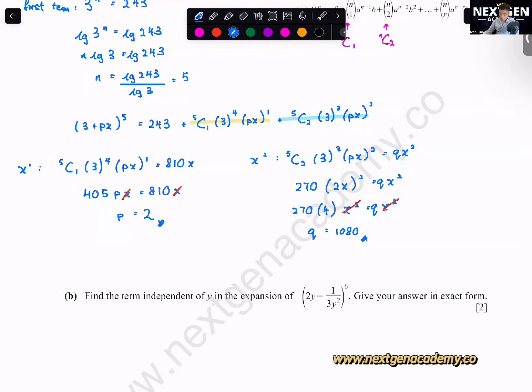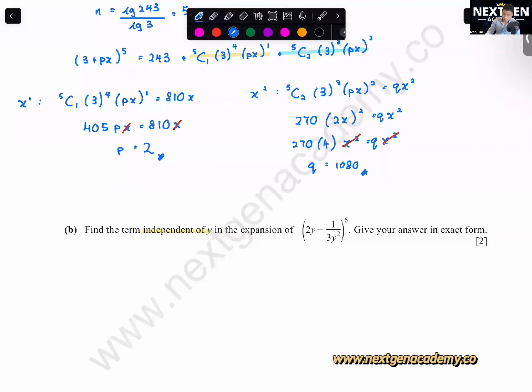Then question B. Find the term independent of y in the expansion of (2y minus 1 over 3y squared) power 6. Give your answer in exact form. What is the term independent of y? What does this mean? Independent of y means no y, or we can understand it as y power 0.